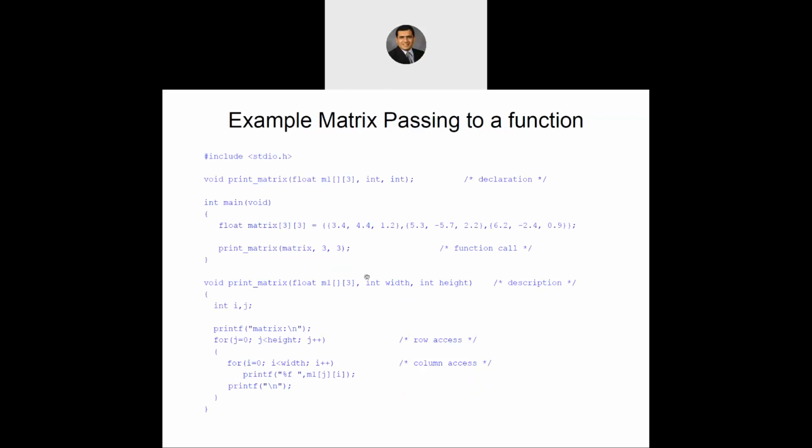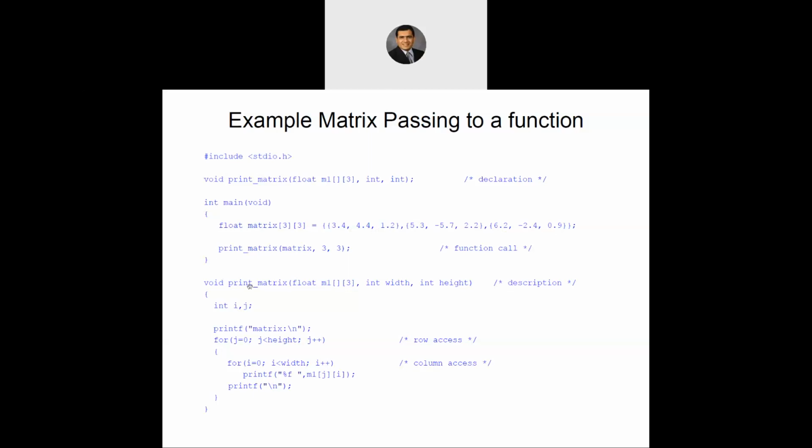Look at this example, function prototyping print matrix. The first dimension of the row is left blank. Remember this program, what do we do? We give a value to our matrix. It's a 3 by 3 matrix. We give a value for all the 3 rows and 3 columns. And then we call print matrix.